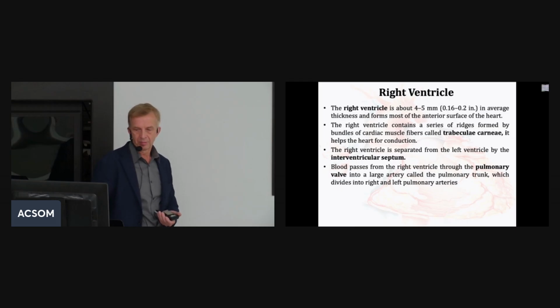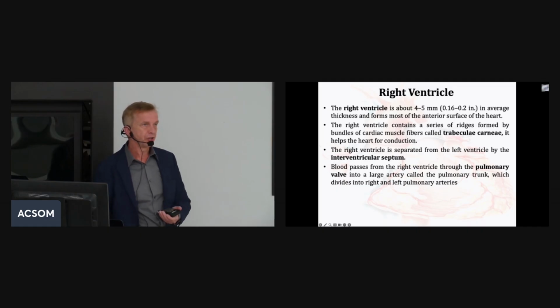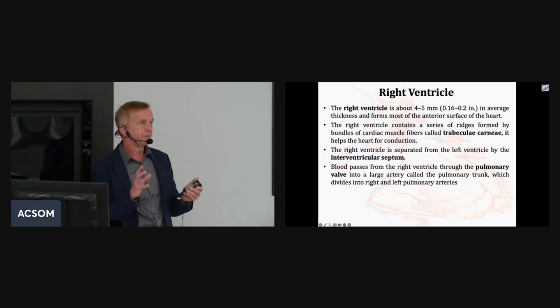Right ventricle, I mentioned crescent shape. The muscular thickness of the right ventricle is about 4 to 5 millimeters. So it's a little thicker than the right atrium, but much thinner than the left ventricle. And it's a more trabeculated structure inside than the left ventricle. The left ventricle is more smooth.